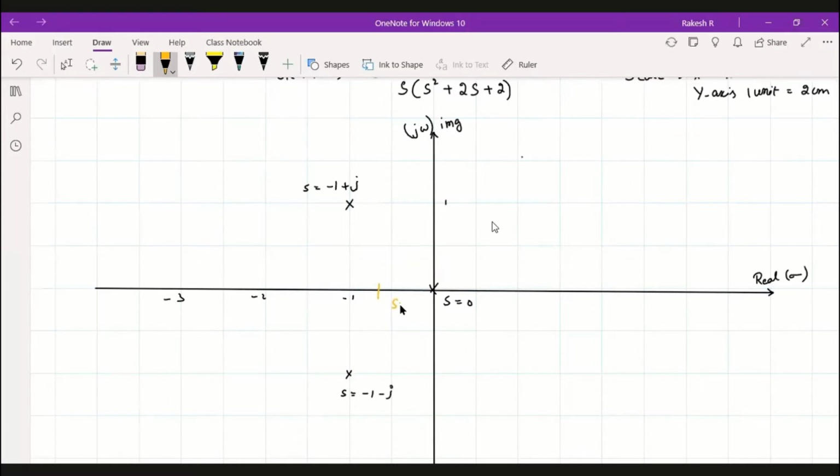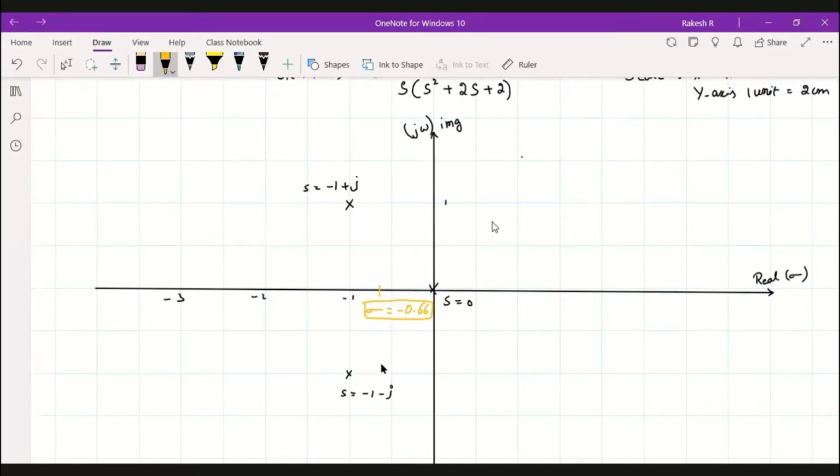Sigma is equal to minus 0.66. Yes, it is sigma. It is minus 0.66. This will be the point. Sigma is equal to minus 0.66 here.